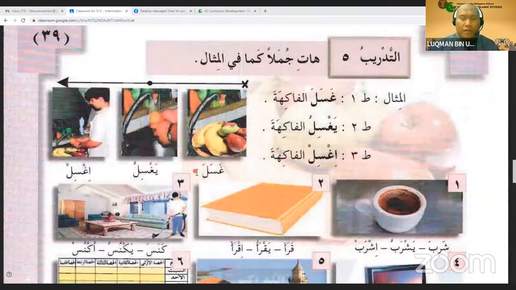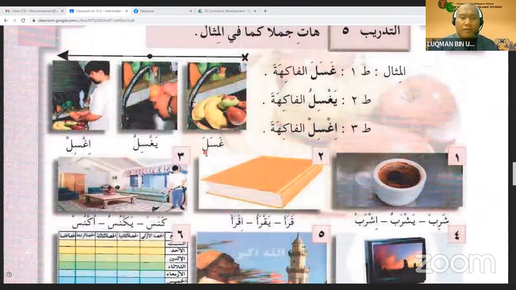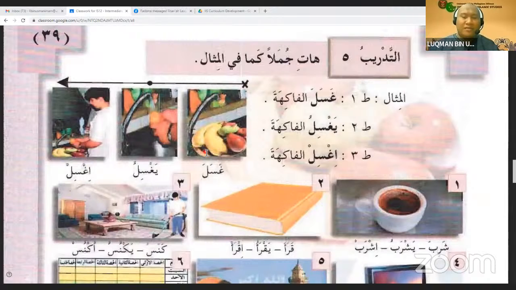Now, التدريب الخامس, exercise number 5. هات جملا كما في المثال. Give sentences like in the example. So here, what we will learn here are the different tenses of the verb. So again, in Arabic language, we have 3 tenses of the verbs. So first is perfect tense, then the second one is imperfect tense, then the third one is imperative tense.